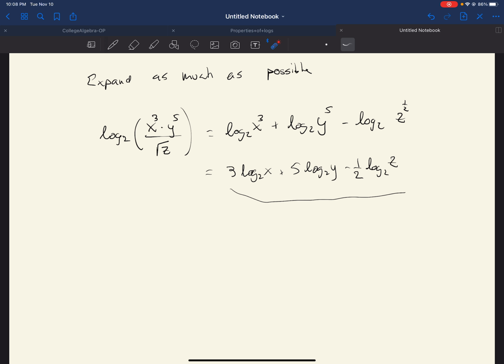Notice, though, here's the really cool thing. That x cubed is on top, so it should have a plus, but that 3 would pull down. There it is right there. The y to the fifth is on top, and so it should have a plus, but that 5 would pull down, and so we should have 5 log base 2 of y. That's right there. And this is a z to the 1/2 power. It's on bottom, so it should get a minus, and the 1/2 will pull down front, so it should be a minus 1/2, and there it is right there.